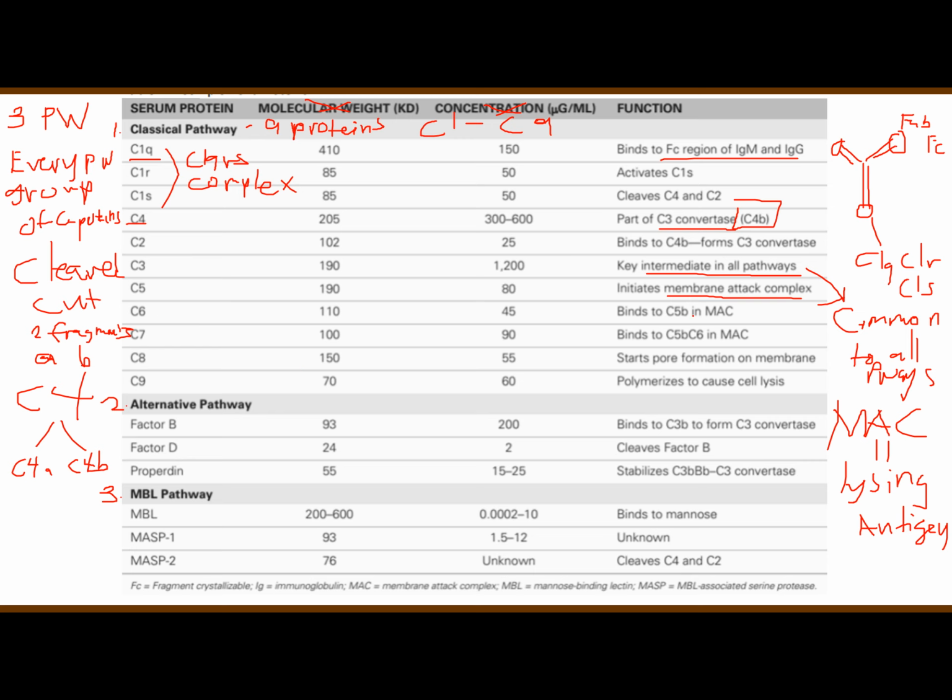Your C6, class, would bind to C5b in MAC. C7 would bind to C5b, C6 in MAC. C8 would start pore formation on the membrane, and C9 would polymerize to cause cell lysis. So later I will better explain, class, this classical pathway.